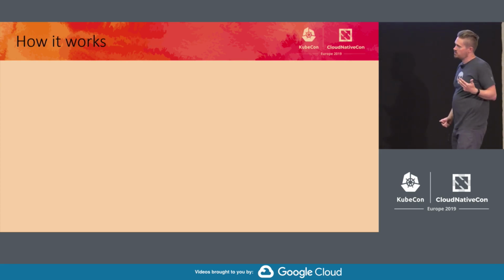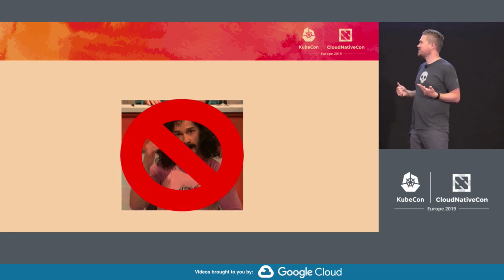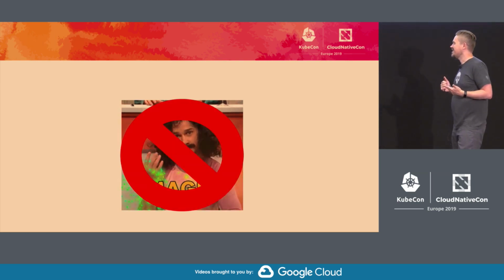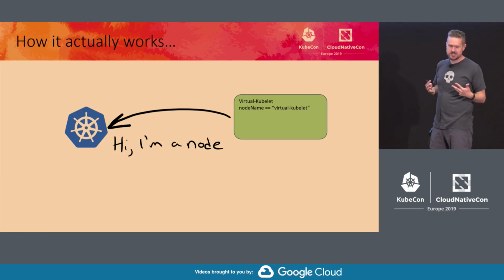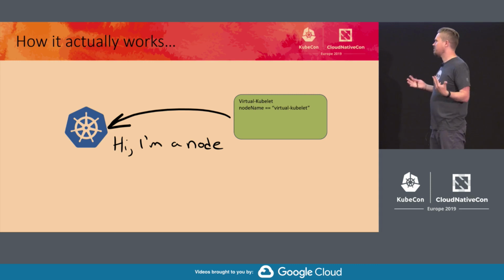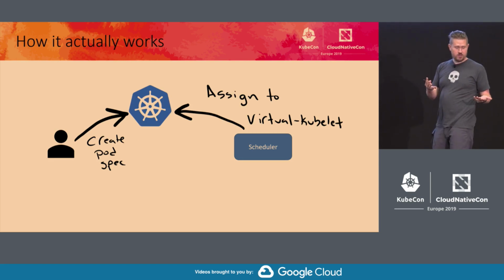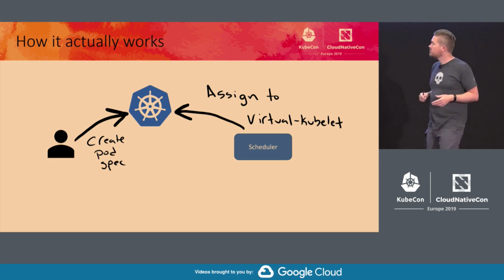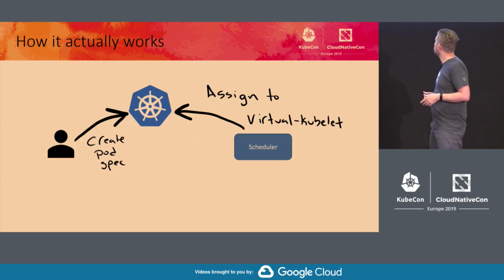So how does it work? Obviously, it's magic. But it's not actually magic. It's really the same thing that we just saw. So Virtual Kubelet starts up, it has a daemon process, and it says, hey, Kubernetes API, I'm a node. And Kubernetes doesn't know that it's not a node. It just knows that somebody said, hey, I'm a node. And then you create a pod spec. The scheduler says, this pod should go on this node, which is going to be Virtual Kubelet.